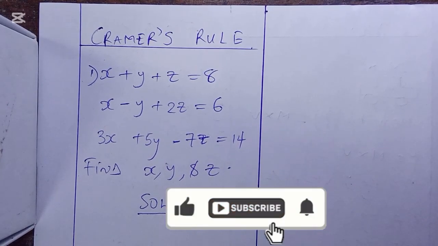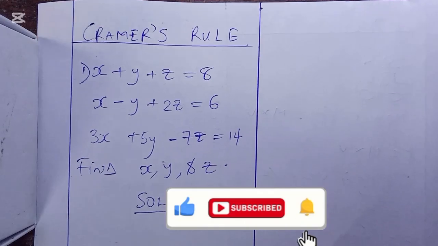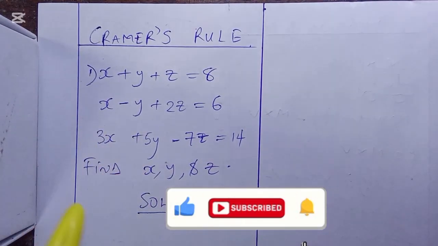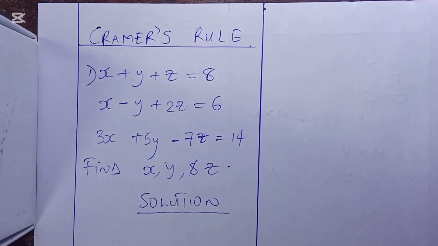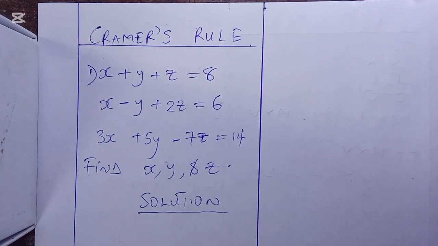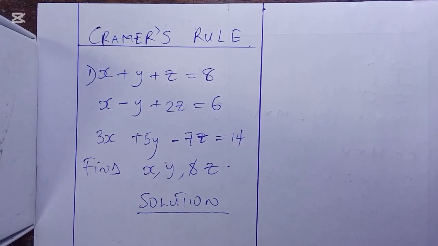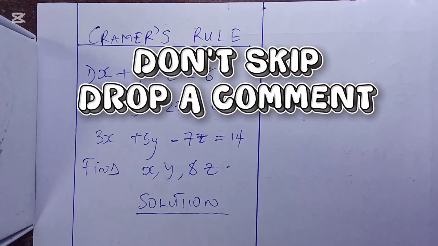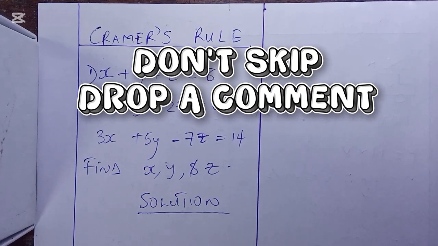Now, today's video, I'm talking on Cramer's rule to solve a system of equations. If you try using the substitution method or elimination method to solve this particular polynomial equation, it will take you time and it will consume your energy. So it's better you use Cramer's rule. Now I'm going to show you the fastest and the easiest method to solve this. So don't skip any parts and drop a comment to show you're following. So let's solve it together.